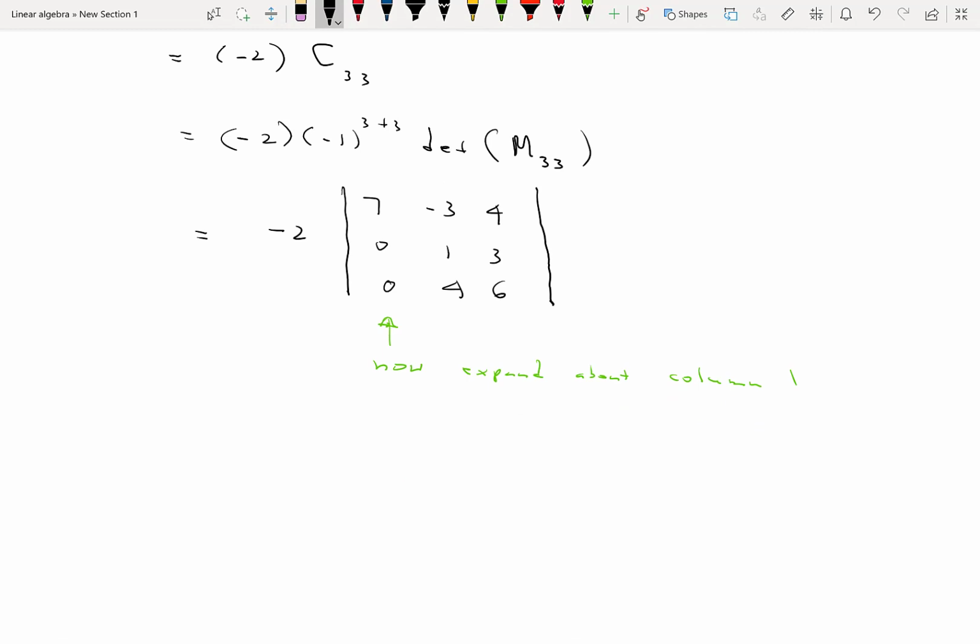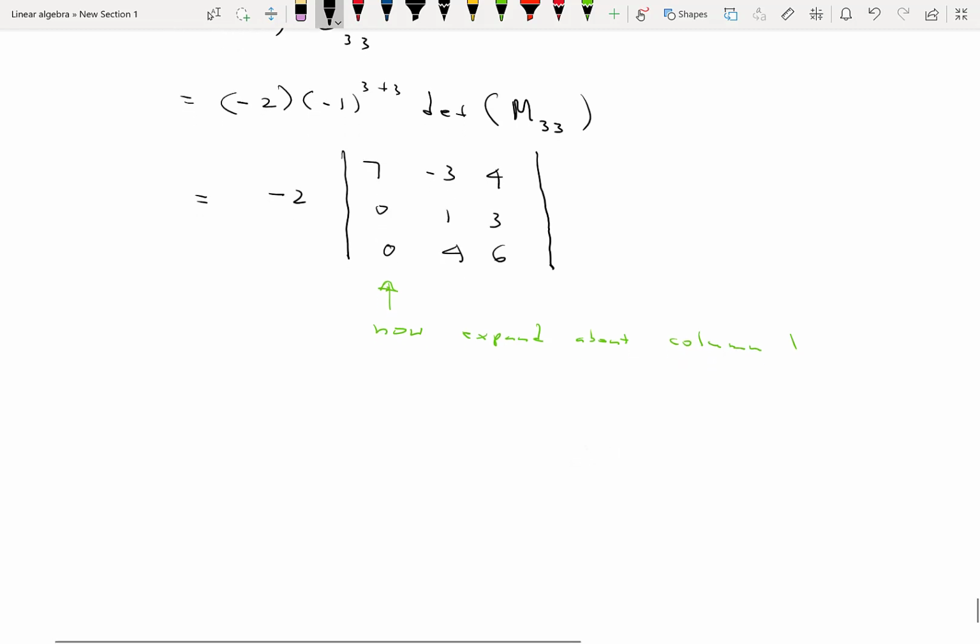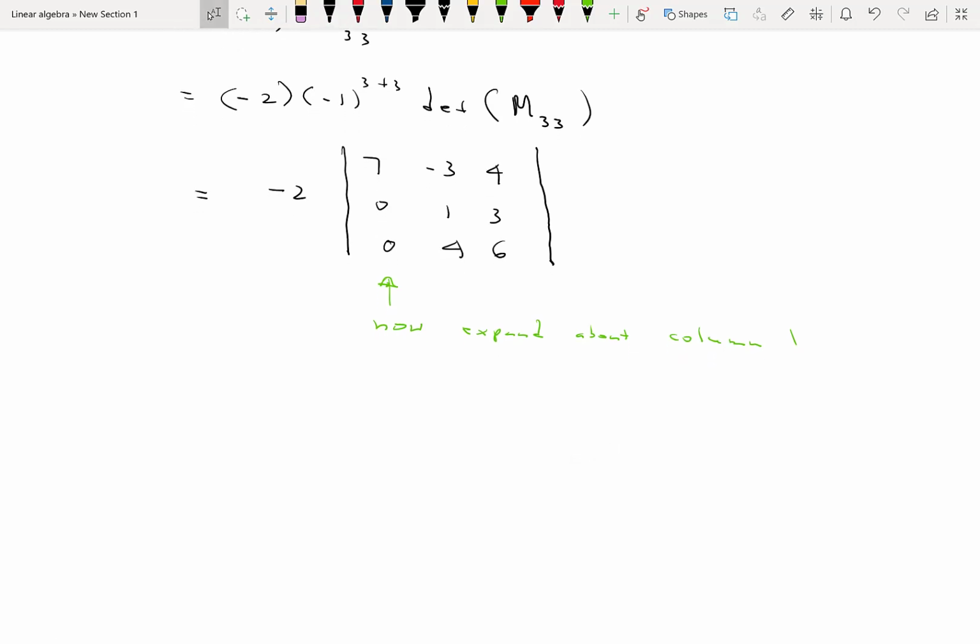Okay, and a computer can do this very, very quickly. At each stage, a computer can search for the column or row with the largest number of zeros and evaluate the resulting determinant about that row or column, thereby reducing, at least in some cases, the number of operations required for the determinant by a tremendous amount, potentially. Okay, so let's do that.